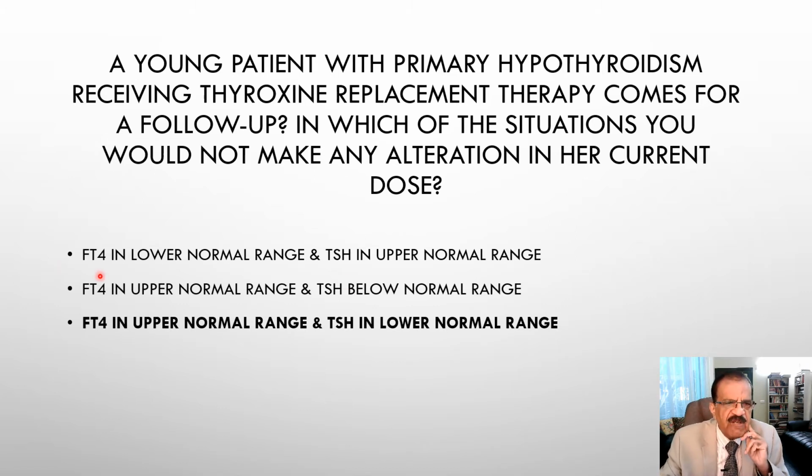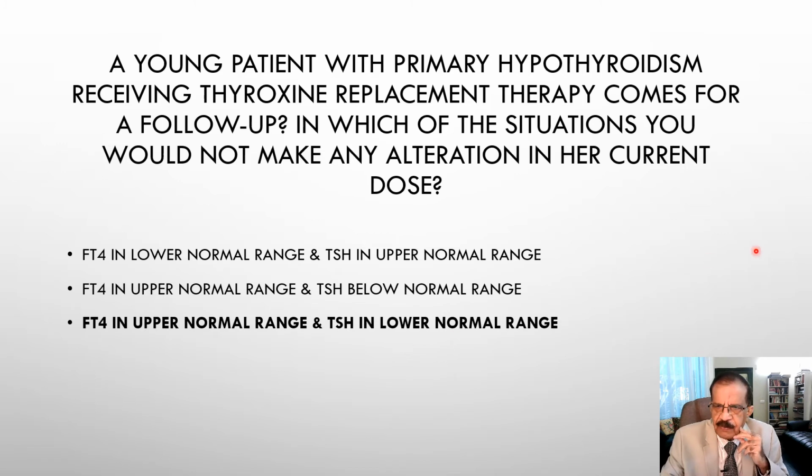This first one, FT4 in the lower normal range and TSH in the upper normal range, is acceptable in those patients who have coronary artery disease and are elderly. This one, where the patient has a TSH below the normal range, probably means that the patient is getting a little excessive thyroxine. So I think this one is the best. All are perhaps acceptable, but this one is perhaps the best.